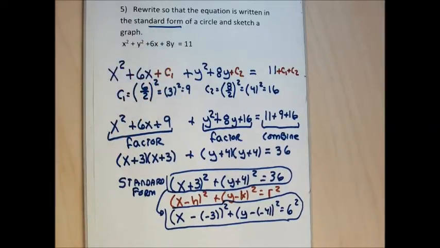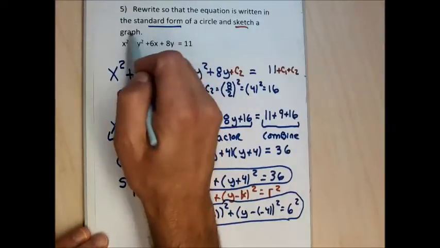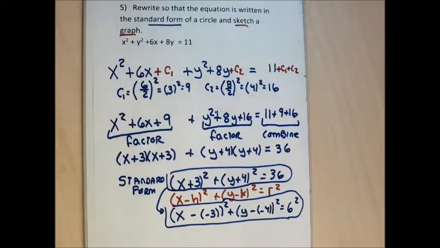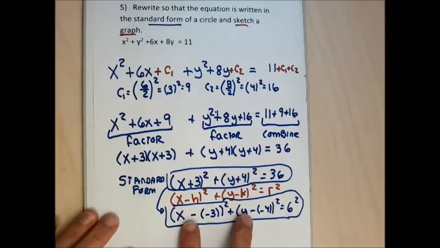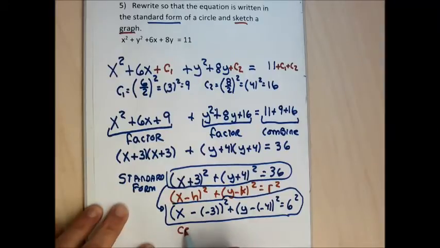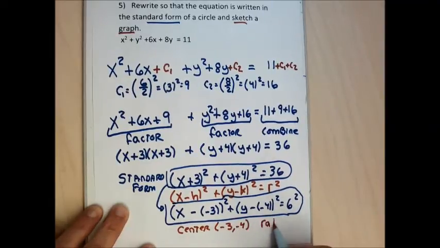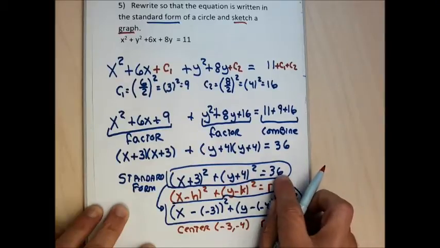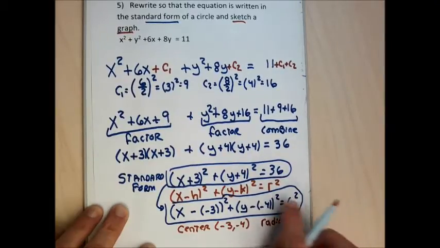The top one just seems more natural because that's what the algebra gives me. The bottom one might be more helpful when we go to finish this problem up by sketching a graph. In order to sketch a graph, I need to know the center and I need to know the radius. When the parentheses have the minuses in it, then the numbers after the minuses are actually the center. So in this particular circle, the center is going to be -3, -4, and the radius is the square root of that number, which is 6, because the formula has an r squared. So when you see the squared there, you actually have the radius.